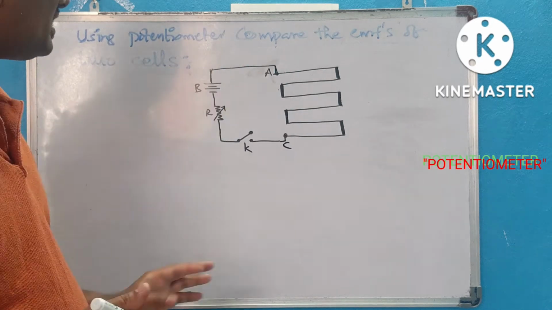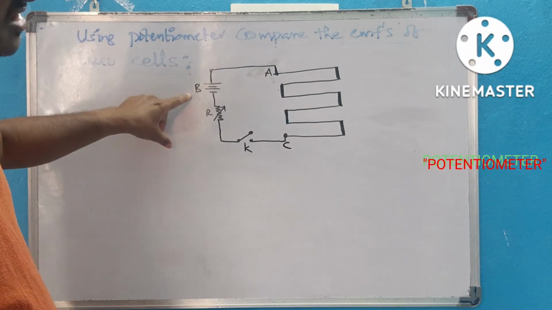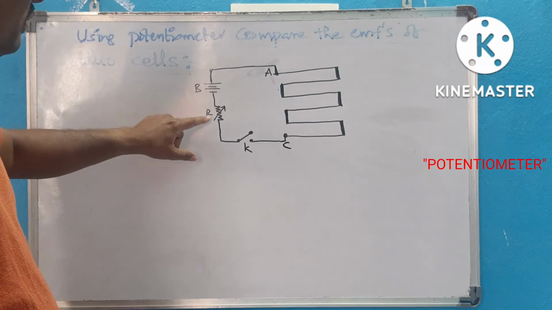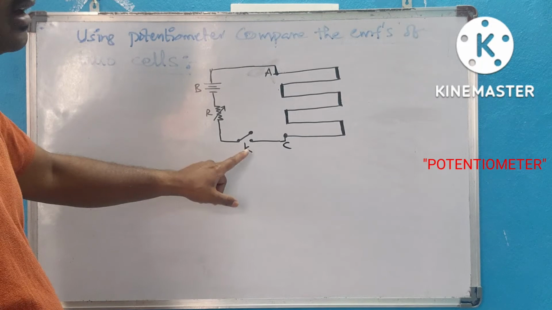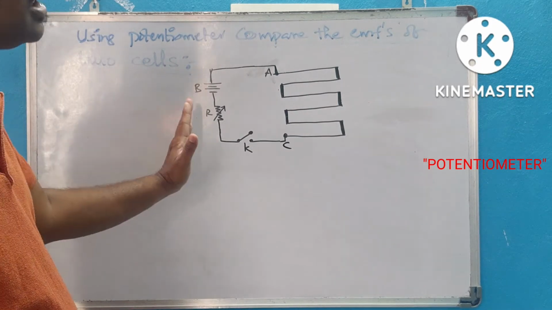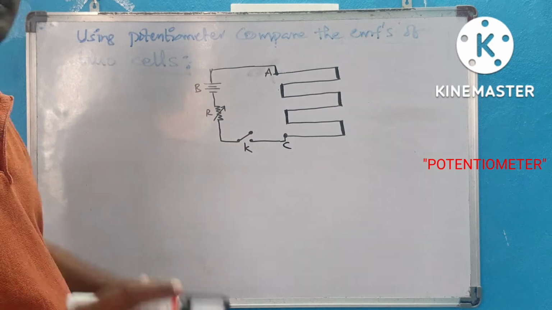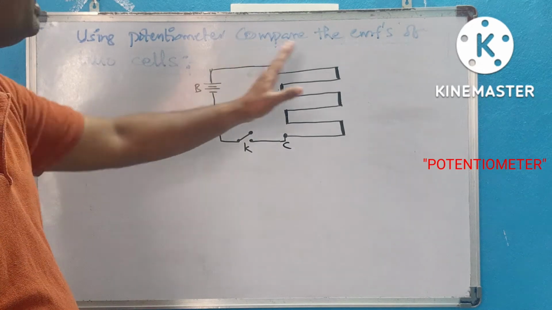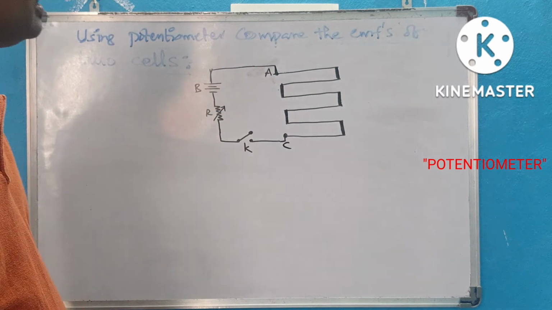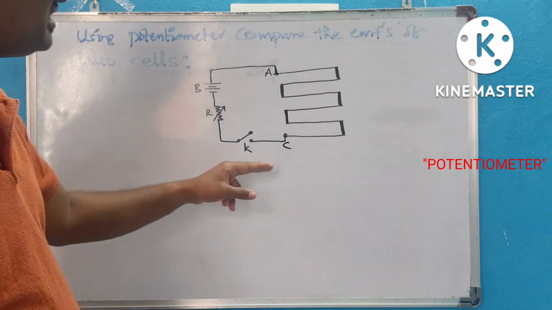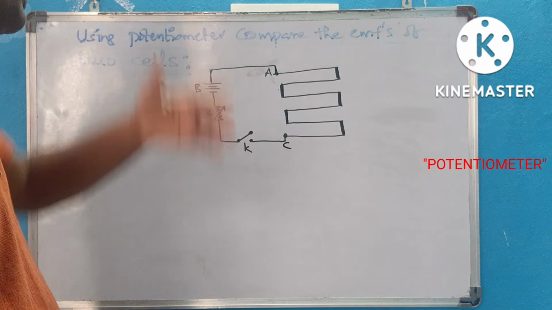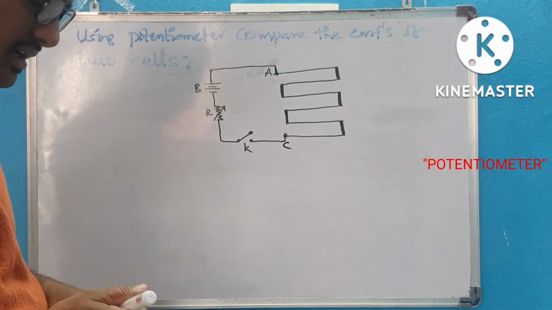In the primary circuit we connect the high resistance battery, a variable resistor or rheostat, and the switch. Whenever the key is open, that means the switch is in off position, no current is passing through the potentiometer. If the switch is closed, the circuit is completed, and the current passes through the potentiometer.